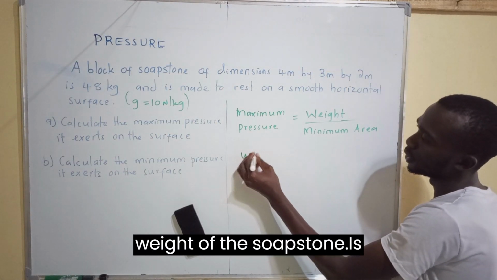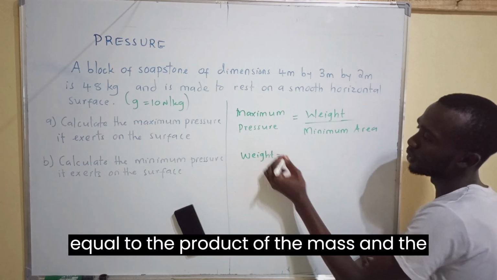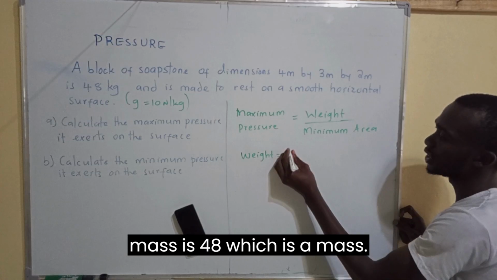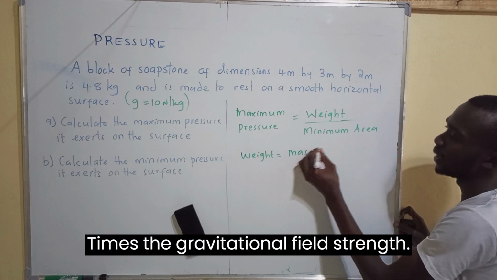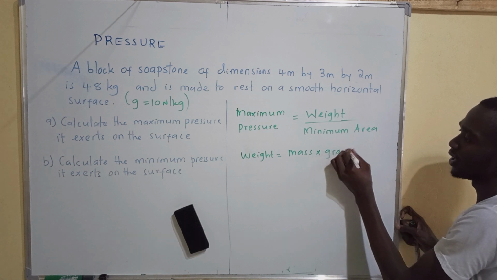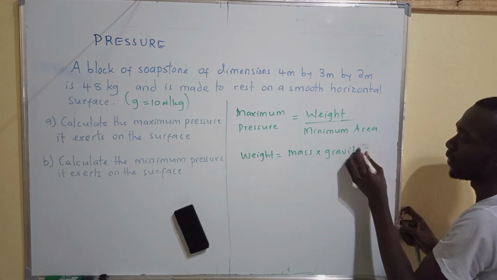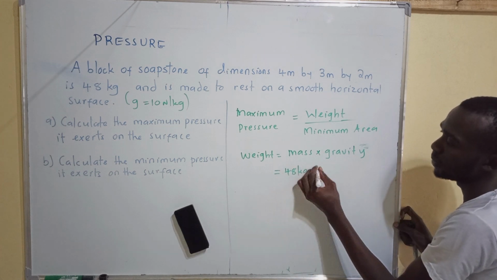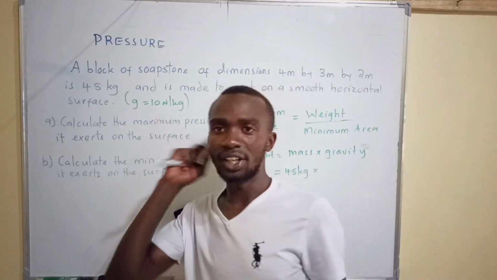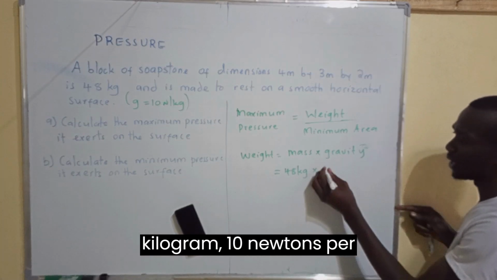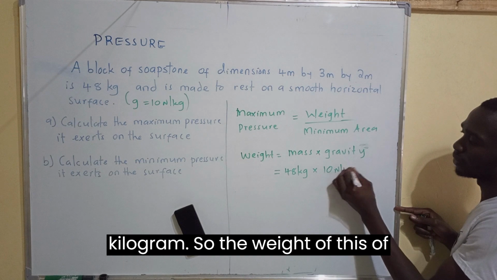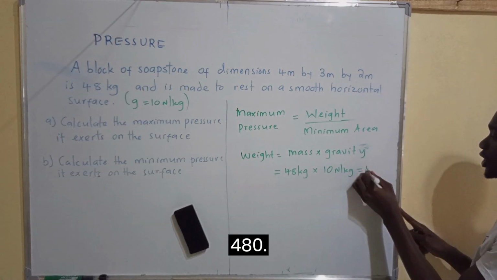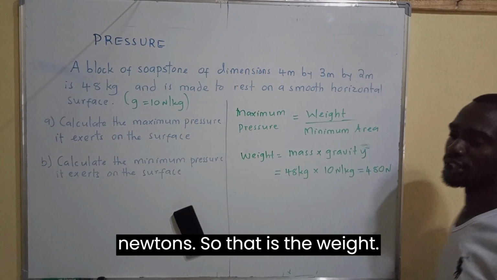Now, the weight of the soapstone is equal to the product of the mass and the gravitational field strength. So the mass is 48 kilograms, multiplied by the gravitational field strength on the surface of the earth, which is 10 newtons per kilogram. So the weight of this soapstone is equal to 480 newtons. So that is the weight.